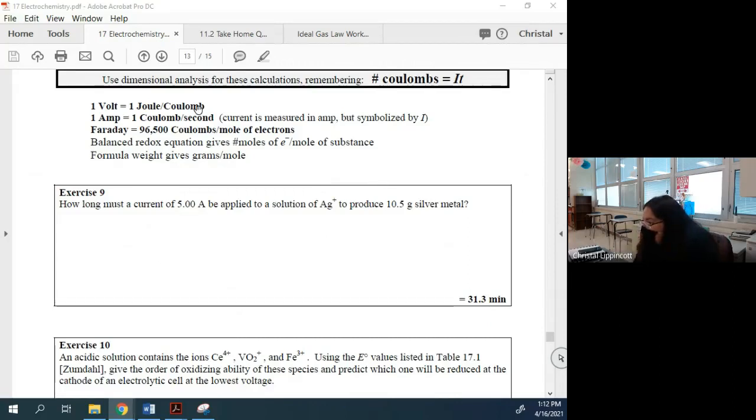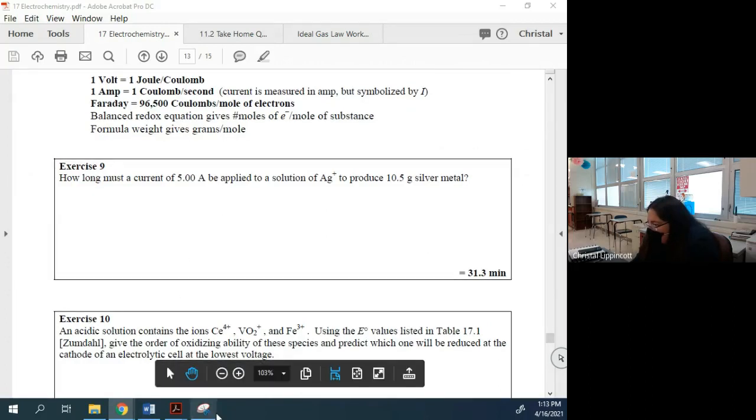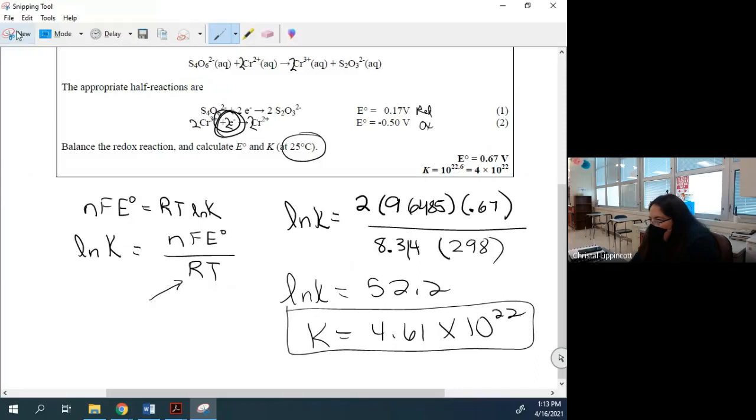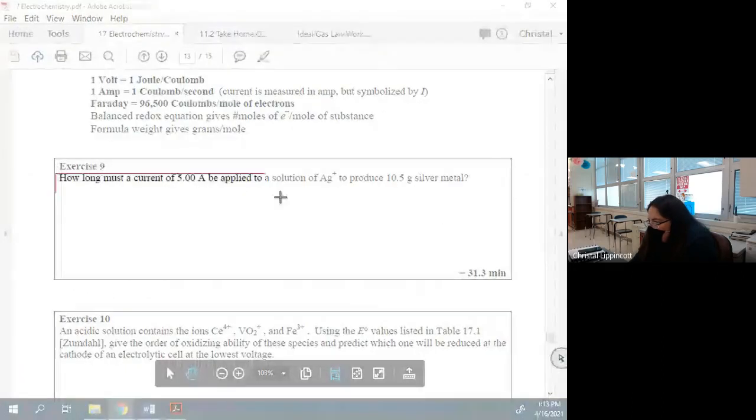So number of moles of electrons. This has been your n. This is what I've been making you count all along. You can divide that by moles of the substance, and that's going to give you moles of electrons per mole of material. And then your formula weight is grams per mole. So let's copy this over so I can work with it and write with it, since my computer is being a jerk still.